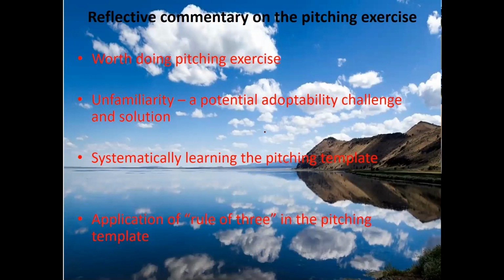Okay, so that was all about the pitching research letter, how I prepared and what I learned as I progressed after that. In the pitch research letter, I had some reflections on why we should do the pitching research exercise, because it helps us to refine our understanding about the research process. And in that process, we can then have good publications.